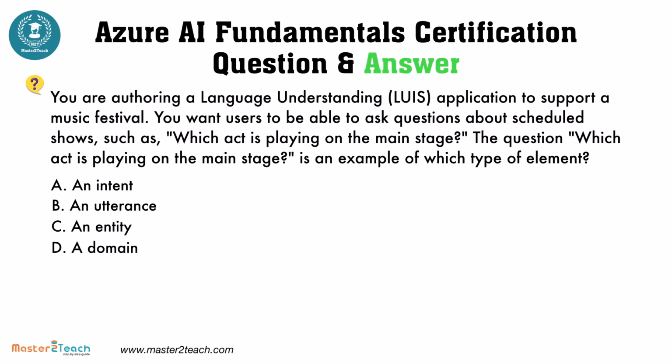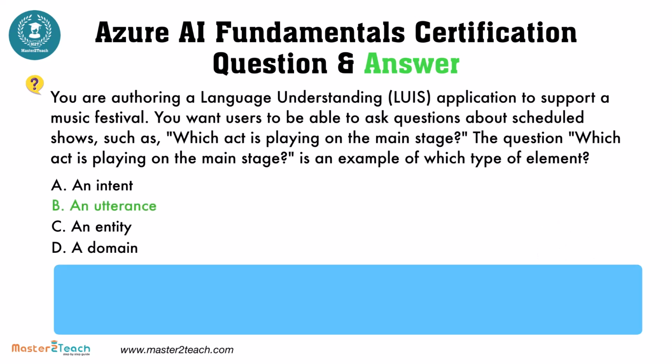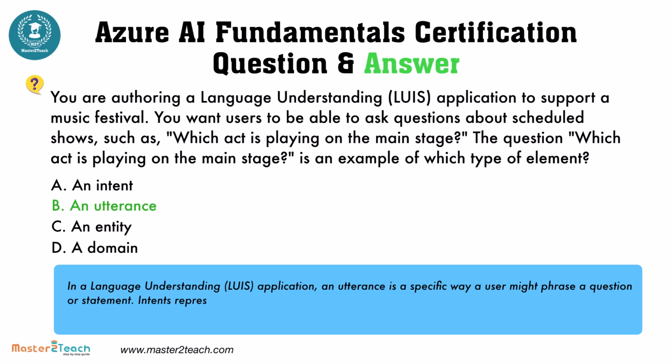The correct answer is an utterance. In a Language Understanding, LUIS, application, an utterance is a specific way a user might phrase a question or statement. Intents represent the user's goal, while entities are specific pieces of information extracted from the utterance.